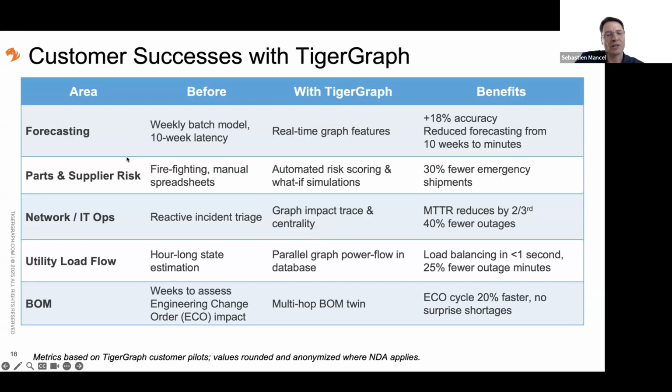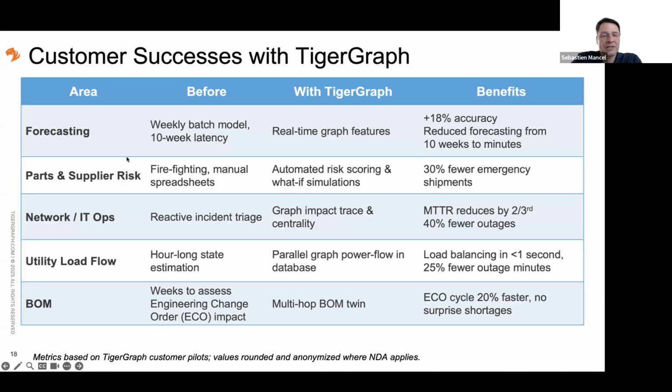Parts and supplier risk. I think this was the Jaguar Land Rover use case. By running automated what-if simulations in TigerGraph, they were able to slash emergency air freight by 30%. And Visa reduced mean time to resolution from 45 to 15 minutes because engineers were able to see the blast radius instantly of their network and IT operations.